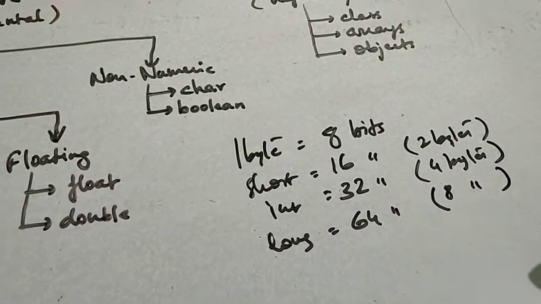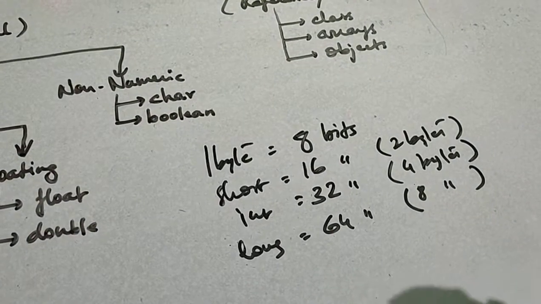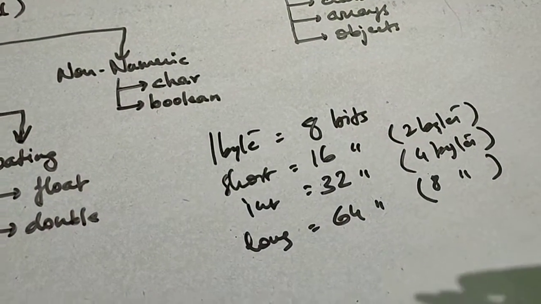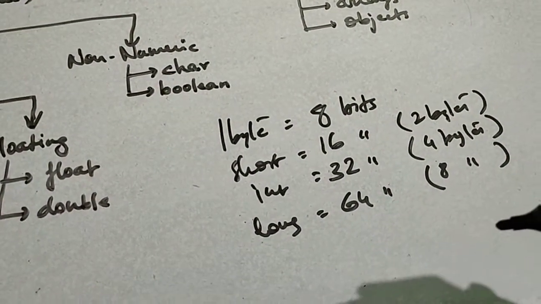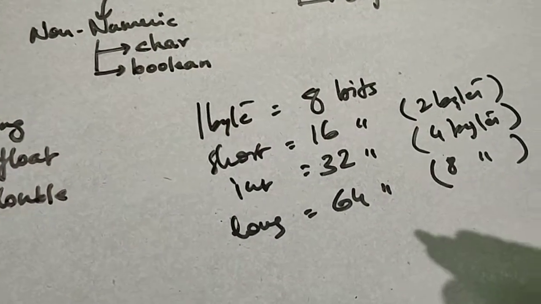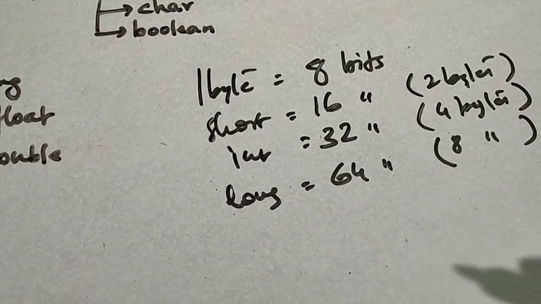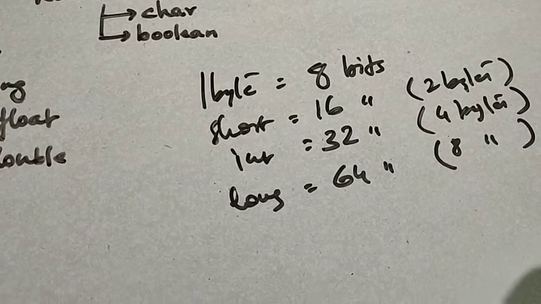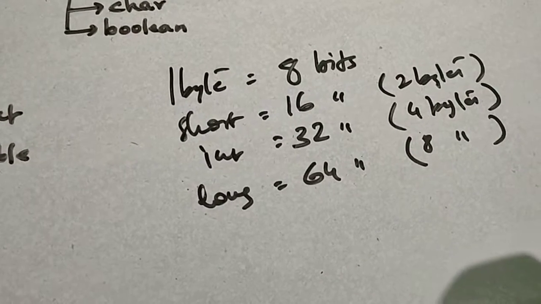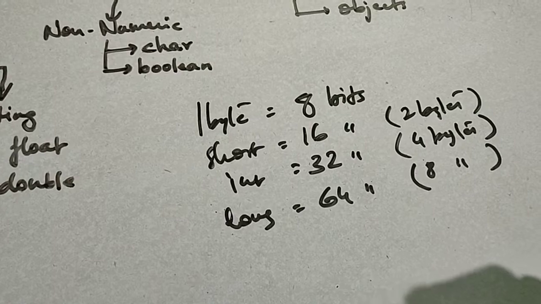So please remember, 1 byte is equal to 8 bits, and short is equal to 16 bits. In other words, it is also known as 2 bytes, because 8 bits equals 1 byte. That means 16 bits will be equal to 2 bytes. Then int stores 32 bits of whole numbers, that is 4 bytes, and long stores 64 bits or 8 bytes of whole numbers.